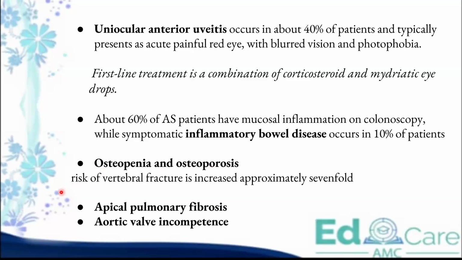They can have osteopenia and osteoporosis, right? Again, just like rheumatoid arthritis, where you get osteopenia, osteoporosis, and affect the lung. It can also affect the aortic valve. Aortic valve incompetence is a common association with ankylosing spondylitis. So if you diagnose AS, you need to do a 2D echo and exclude this AV regurgitation, basically aortic valve incompetence, right?